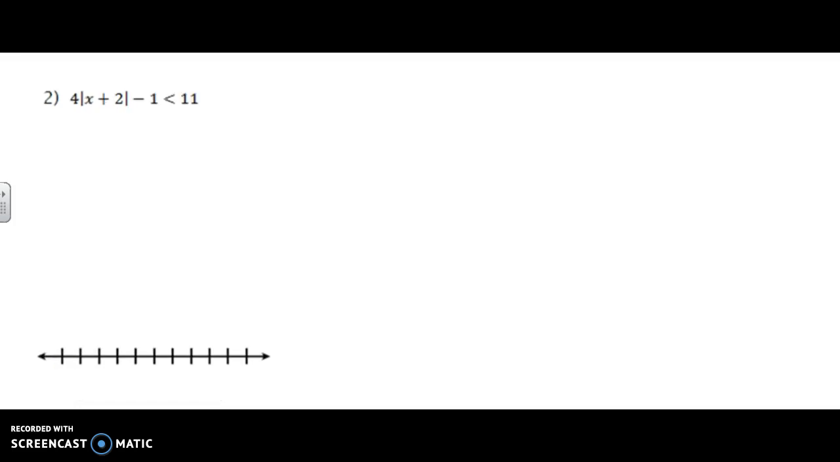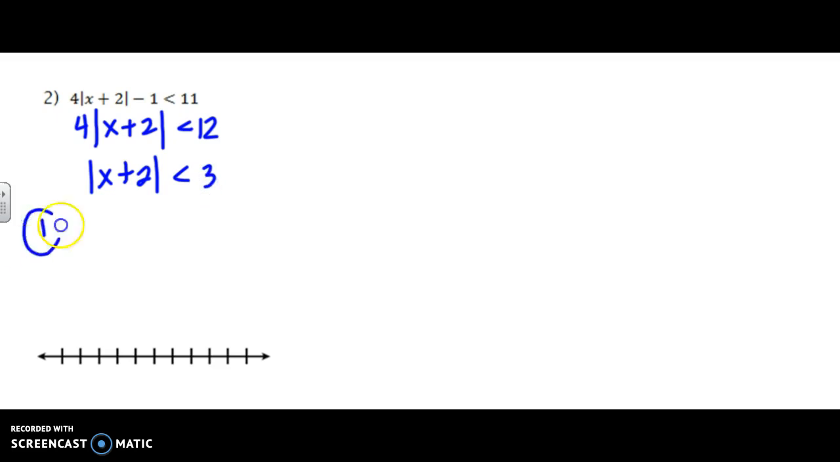Okay, so for the second problem, you need to move the negative 1 and the 4. So we're going to add our 1, which is going to give us 4 absolute value of quantity x plus 2. If I add 1, that gives me 12. And then I'm going to divide by my 4, and I get absolute value of x plus 2 is less than 3. And then this is what I'm going to split up into my two problems.